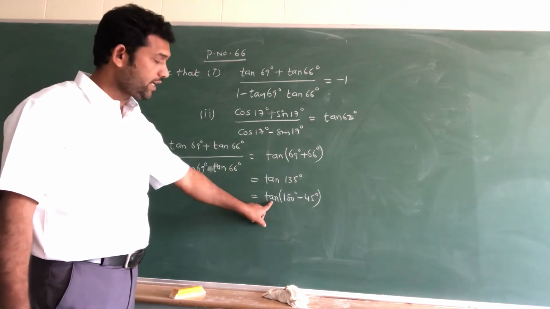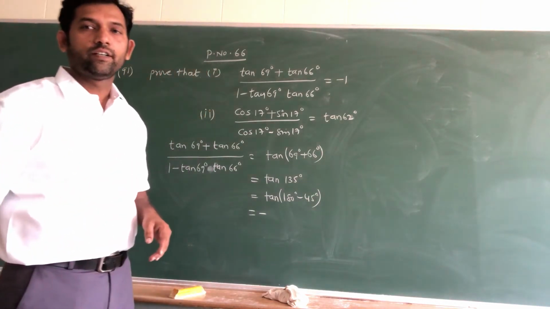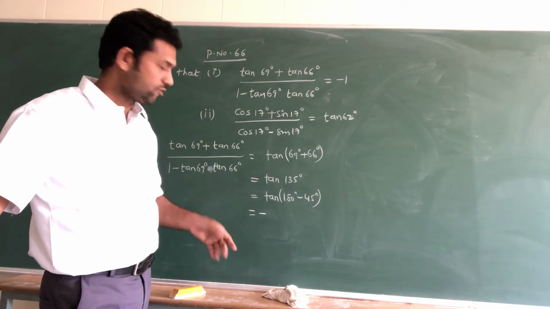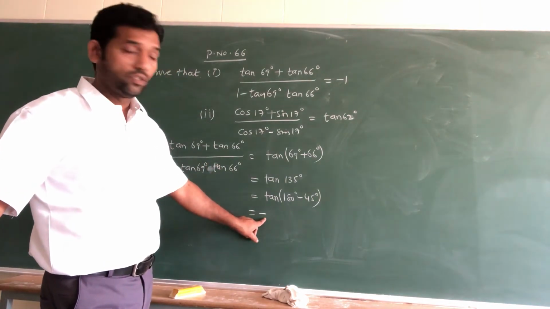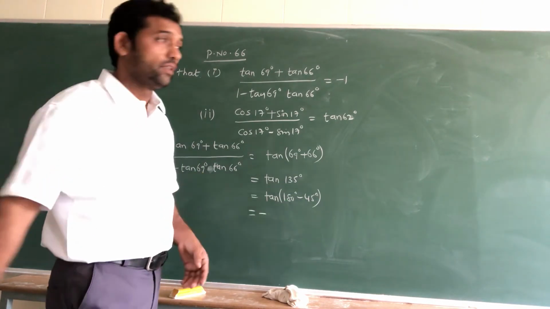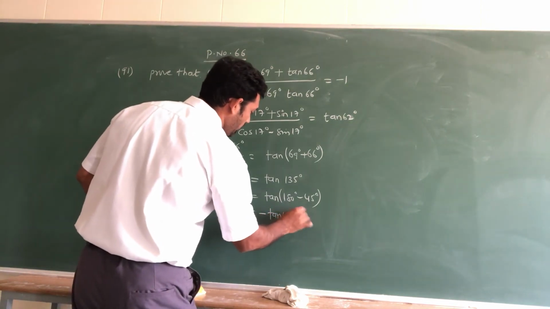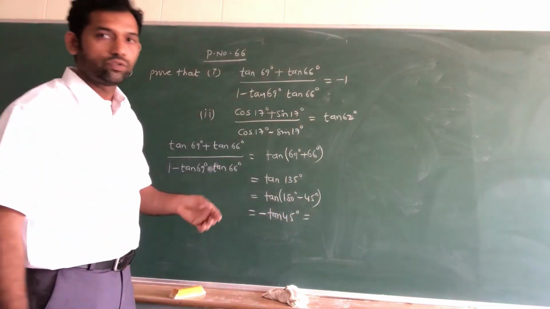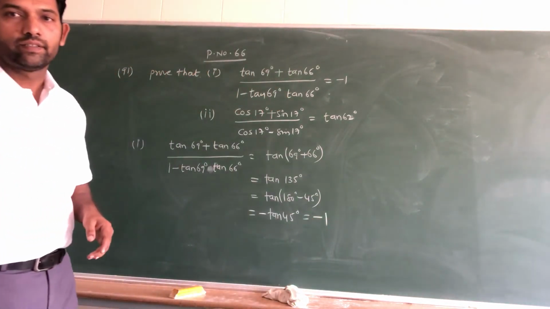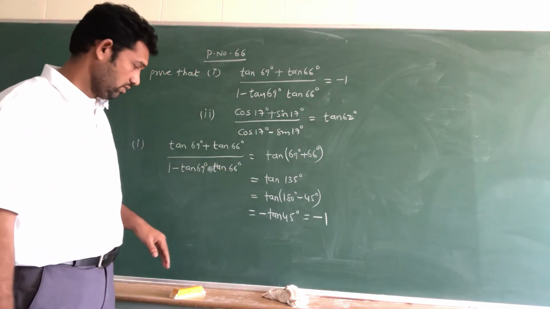Now see, 180 minus means the second quadrant. In the second quadrant, tan is negative. Only sine and cosecant are positive; the other trigonometric functions are negative. So tan is negative, and 180 minus theta keeps tan as tan. So it is minus tan 45 degrees. Tan 45 degrees value is 1, so the answer is minus 1. Is it clear? Note down the first one.